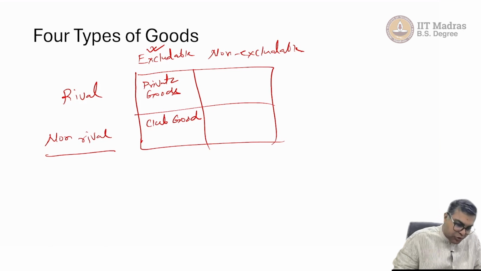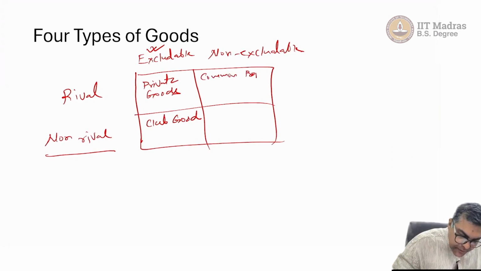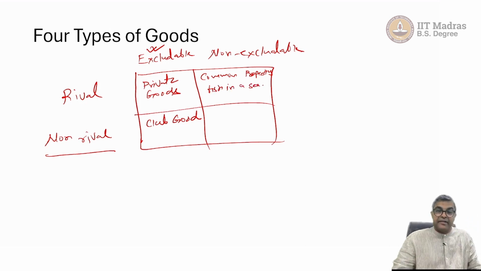Now you have goods which are rival but non-excludable, we call it common property. We can say like fish in a sea. It is rival because if you consume that fish, someone else will not be able to consume that fish. So it is rival in nature. But can someone be excluded from catching that fish? If it is in international water, you cannot exclude them. So it is called common property.